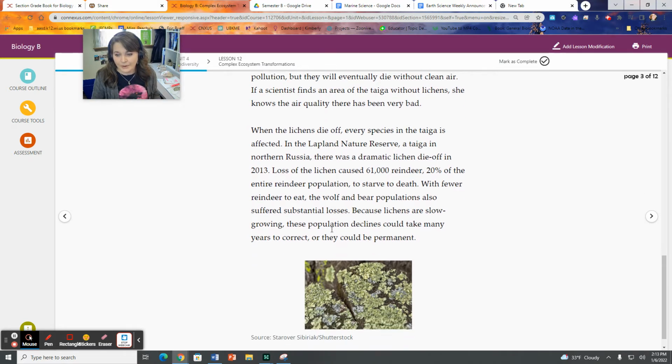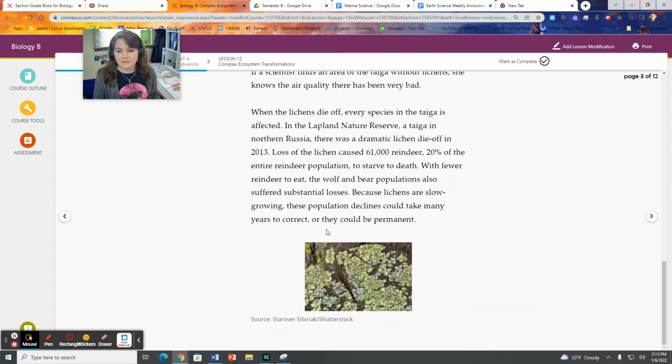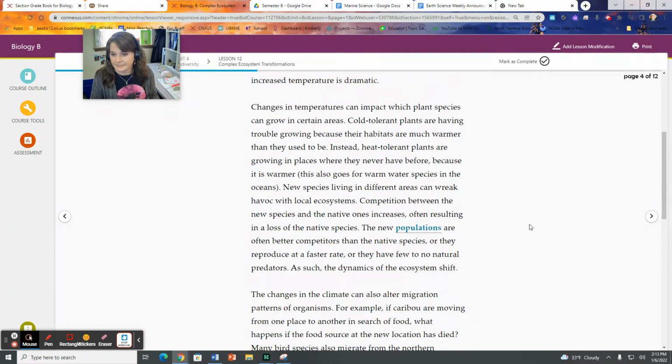Lichens are slow growing. The decline in the population of lichen, it says here, takes many, many years to correct, because if you kill them off, it takes many years for them to regrow. And they really could be a permanent change depending on whether or not the climate change itself is permanent. So that's the first part of this.